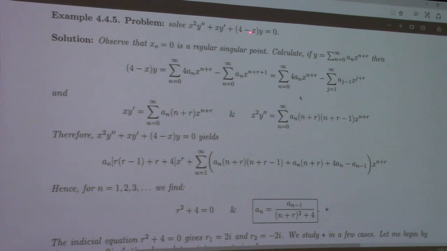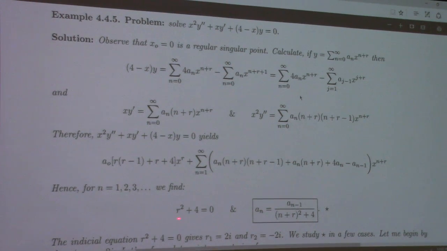Okay, so if you look at this problem, the initial equation ends up being, right here, r times r minus 1 plus r plus 4 equal to 0. All right, that simplifies to r squared plus 4 equal to 0. So we have the index plus or minus 2i in this case.